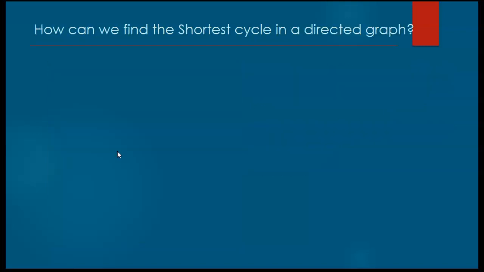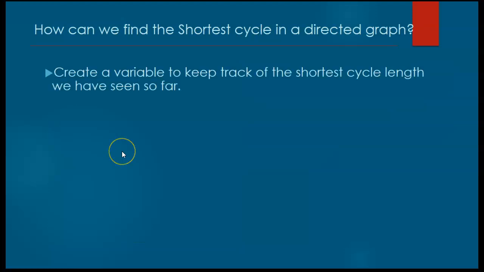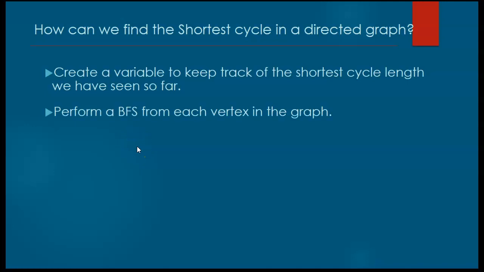So how could we do that? The process is going to be almost like finding the largest element or the smallest element in an array. We're going to create an outer variable to keep track of the shortest thing we found so far. And then we're going to perform a BFS starting from every vertex of the graph.